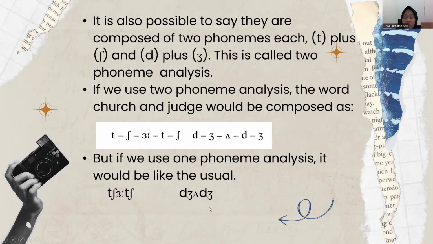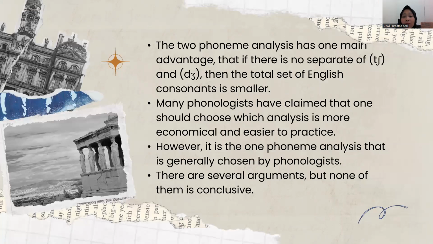Church and judge. Now, the two phoneme analysis has one main advantage: if there is no separate ch and j, then the total set of English consonants is smaller. And many phonologists have claimed that one should choose which analysis is more economical and easier to practice, whether it is the two phoneme analysis or one phoneme analysis. However, it is the one phoneme analysis that is generally chosen by phonologists.